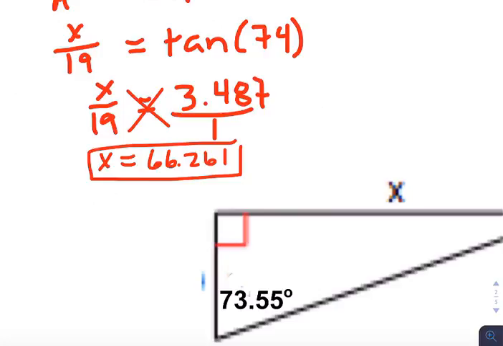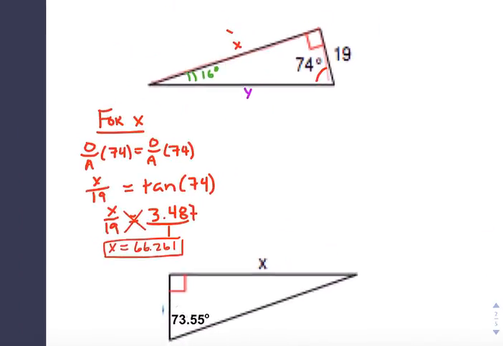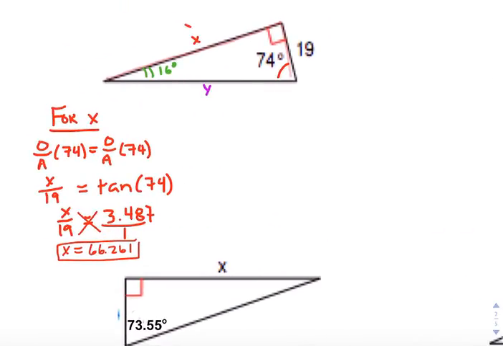And so we can check the validity of that answer really quickly by just asking ourselves, should x be bigger than 19? And the answer to that is indeed yes. 74 is larger than 16 in terms of the angle, so the side across from it should be larger, and of course x being 66 definitely is larger. Moving on to solve for y.